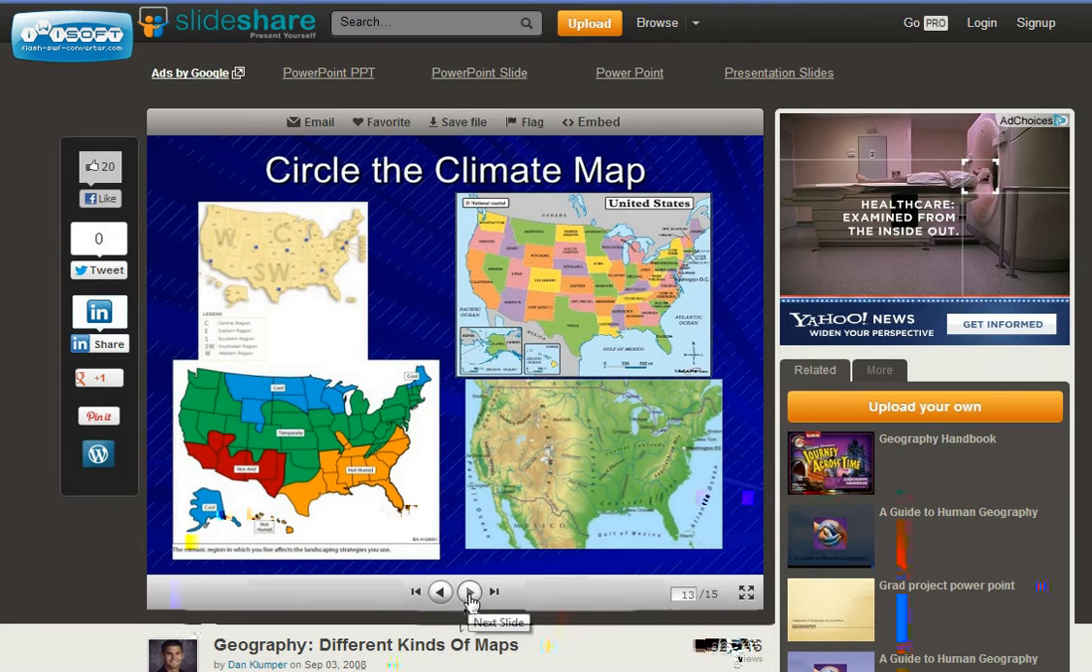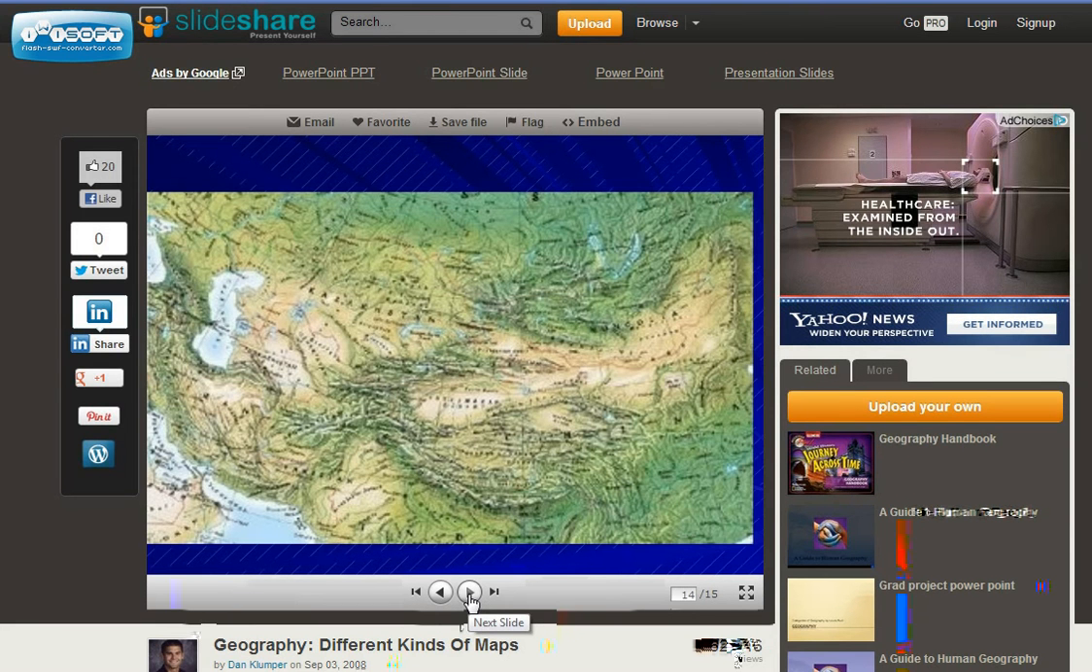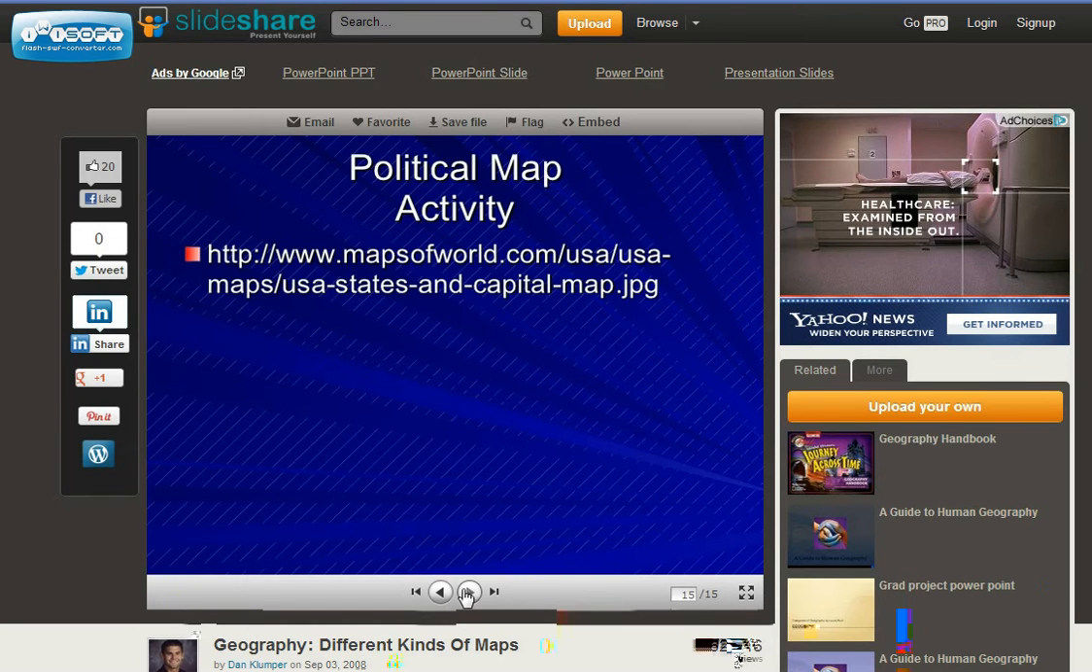So you should have your pen and pencil ready to go. This is number 1. Tell me what type of map this is. Notice what it shows, what it's labeling. So tell me what type of map this is. That's number 1.